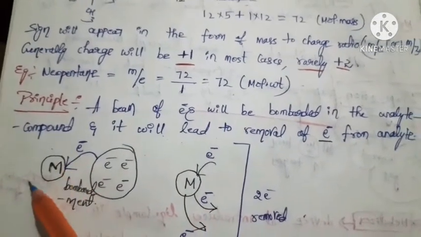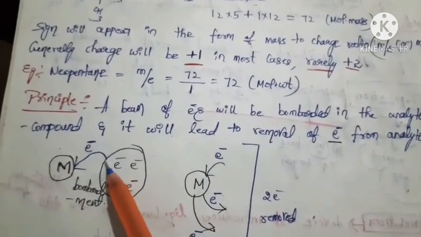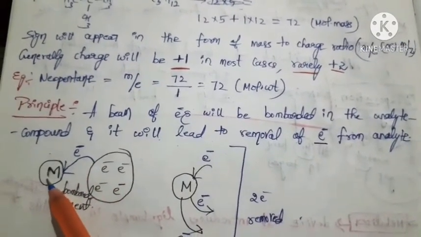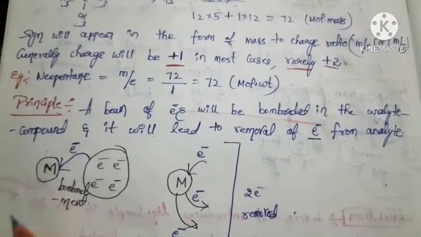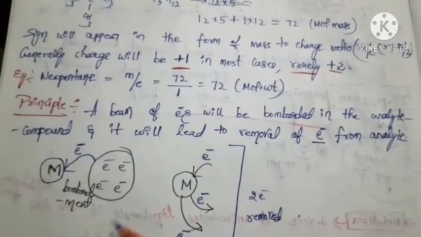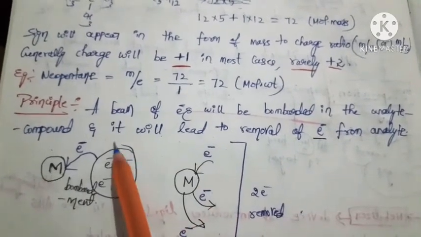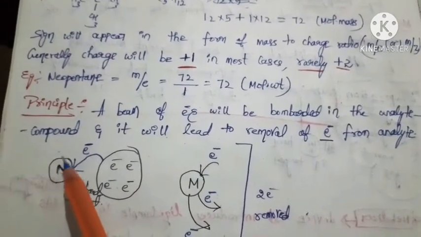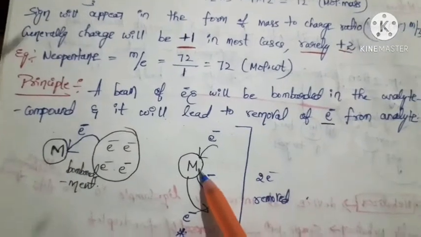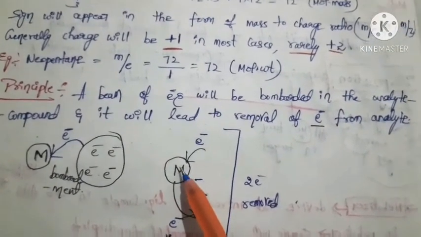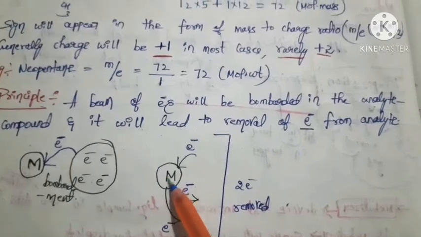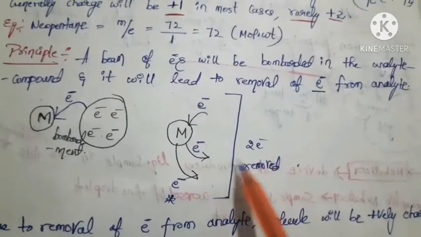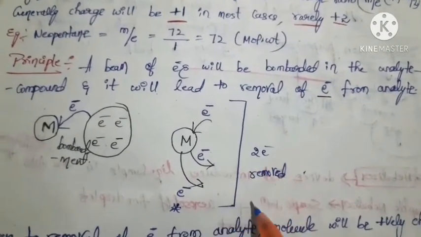Assume this as a molecule. Here the beam of electrons is getting bombarded on this analyte compound, so removal of an electron will occur. I have shown the removal of the electron at this place. This first part shows that a beam of electrons will be bombarded on the analyte compound. After the bombardment of electrons on the analyte molecule, removal of electrons will occur. Here one electron will definitely get removed from the analyte compound. This we have to remember.